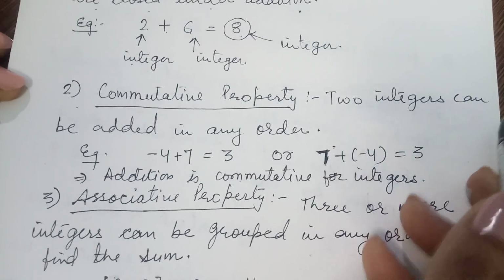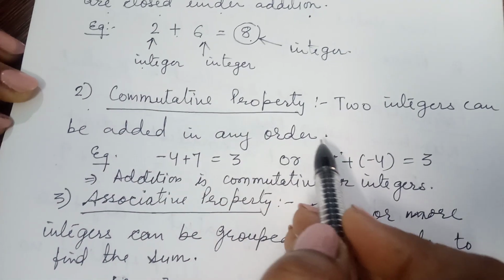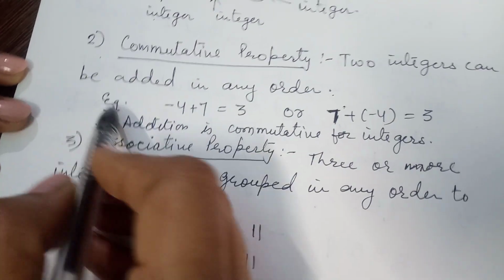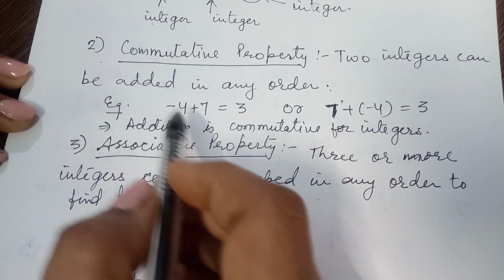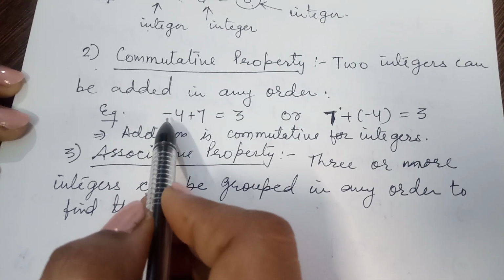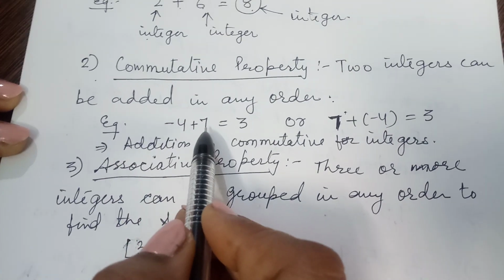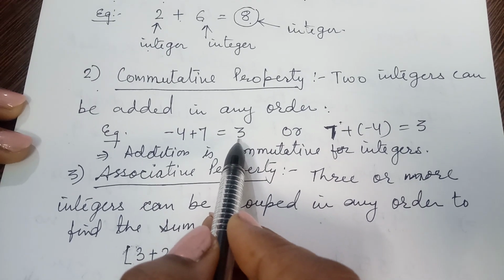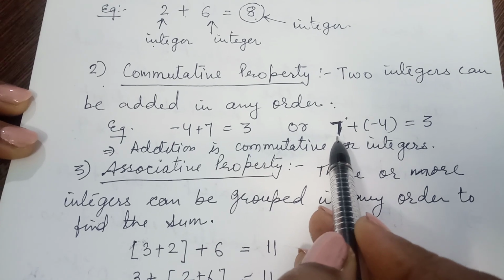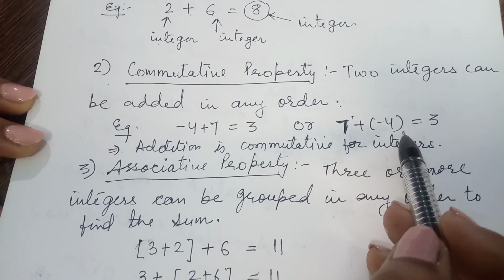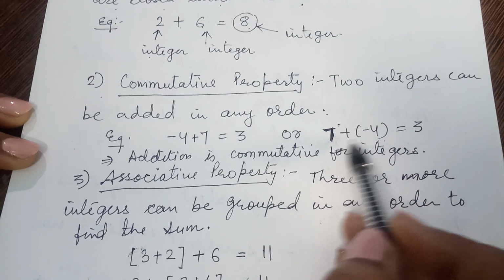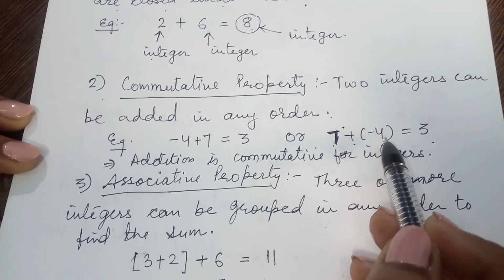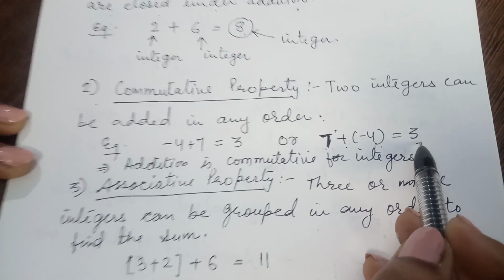Two integers can be added in any order. What does it mean? By taking an example, I will explain to you. When we are adding minus 4 plus 7, it will give you plus 3. If we change the order, write plus 7 before and minus 4 after, then it again gives you plus 3. 7 plus minus 4 gives you plus 3.